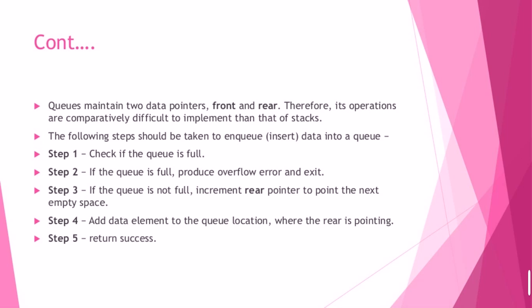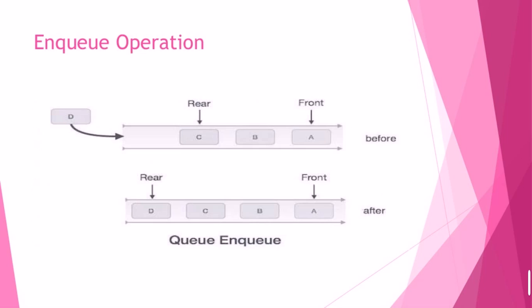If the queue is not full, then you increment the rear pointer, because you insert only at the rear end, as we have seen in the diagram. Then you add the data element to the queue location where the rear is pointing and return success. So it has been added. This is how it's done. The element D is added and the rear position changes from C to D, before and after.